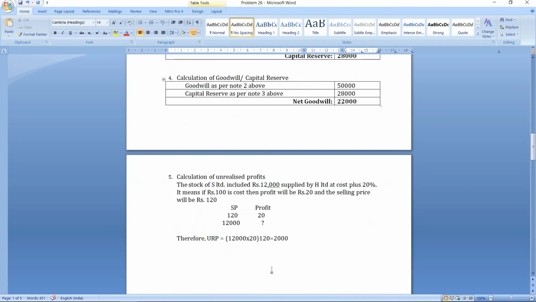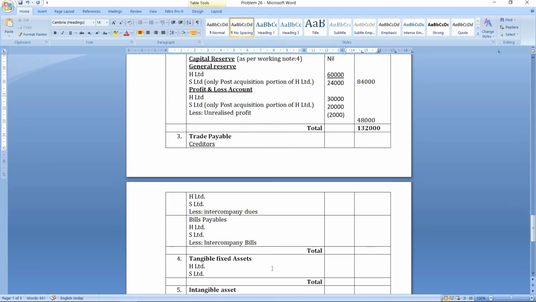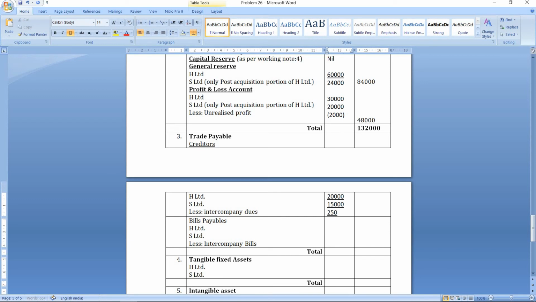So let us pass a note for this in the balance sheet. Note number 3, creditors. Creditors of H Limited are 20,000 and that of S Limited are 15,000. From that you have to minus intercompany holdings which is 2,500. Okay, so the total creditors that will be shown in the balance sheet will be 32,500.